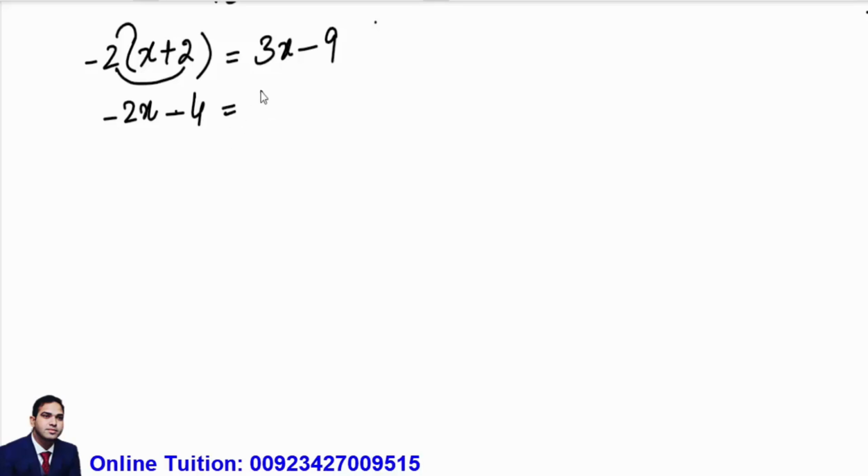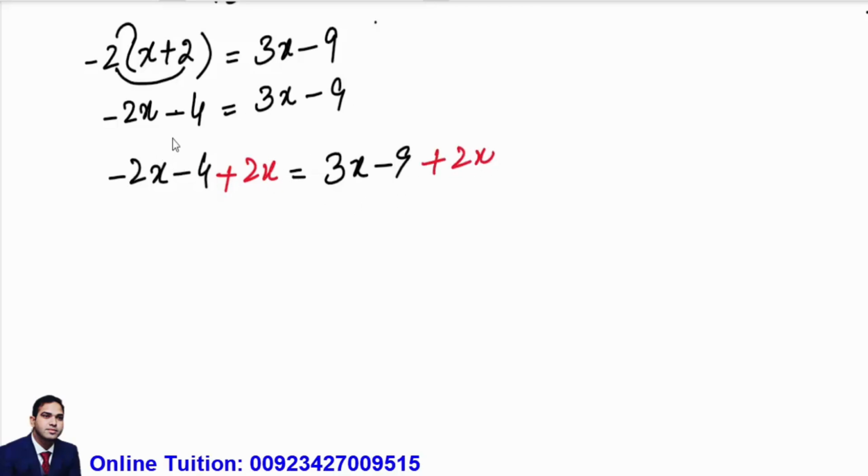So this is 3x negative 9, and after that you can see that this is plus 3x, this is negative 2x. We have to remove one x from any side, so this x will be removed. How? Let's see. Negative 2x negative 4 is equal to 3x negative 9. This is negative 2x, so we will add plus 2x on both sides. Now this is negative, this is positive, it will be cancelled. This is negative 4 over here.